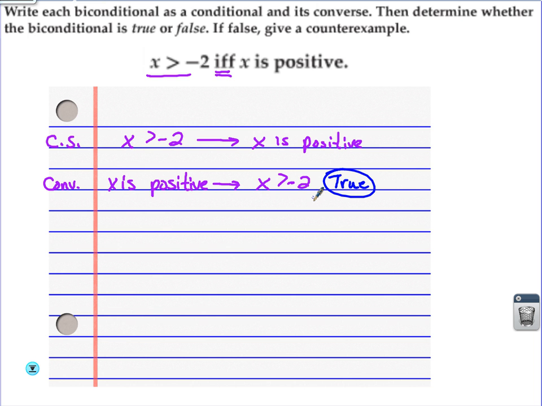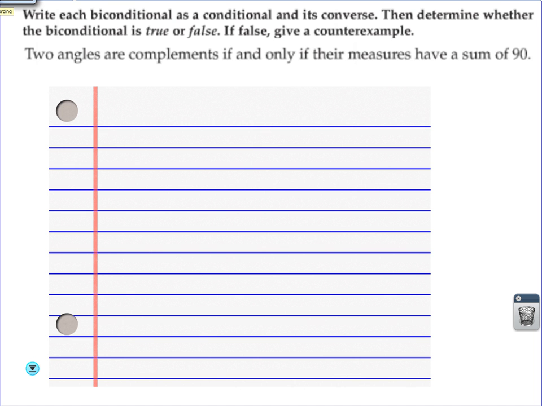Now let's check the first. X is bigger than -2 implies that x is positive. So Jordan, think about all the numbers bigger than -2. If you pick a number bigger than -2, does that mean you picked a positive number? No. What's your counterexample there? -1. Is -1 bigger than -2? Yes. Is -1 a positive number? No. Just because a number is bigger than -2 does not imply that it's positive, so that is false. So this biconditional would be false.